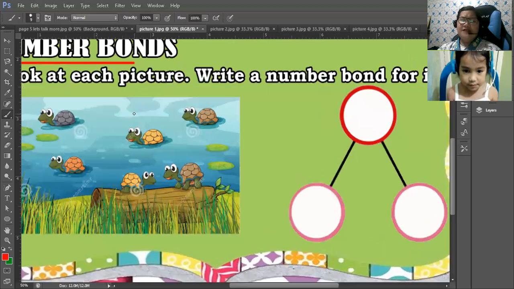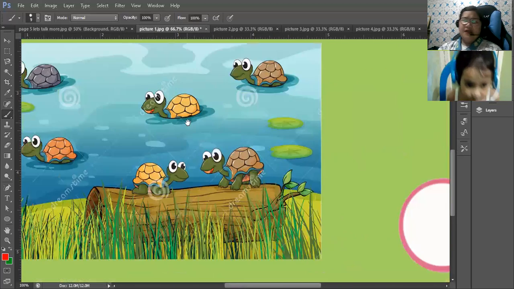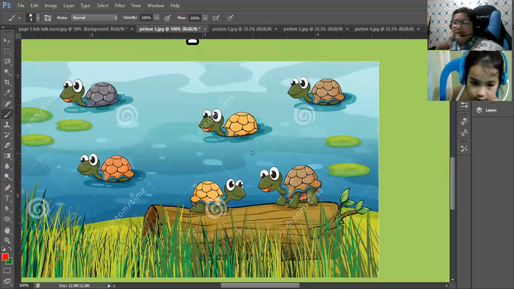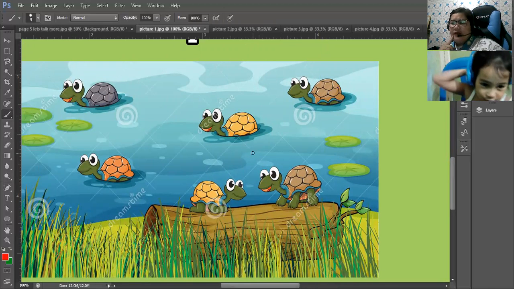Can you look closely in this picture? Yes, there's a gray one. Can you tell teacher how many turtles are there in the water? 1, 2, 3, 4. I-count ko lang yung na-circle. Not necessarily, but you just have to tell me how many turtles are there in the water. Okay. Sige, sabihin mo lang kay teacher, how many turtles are there in the water?